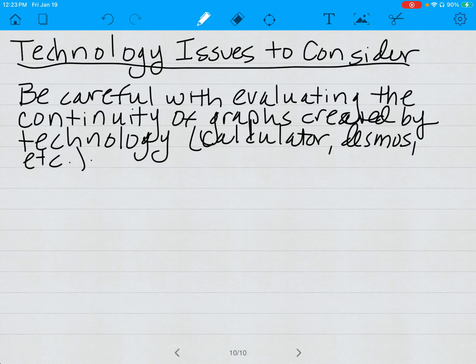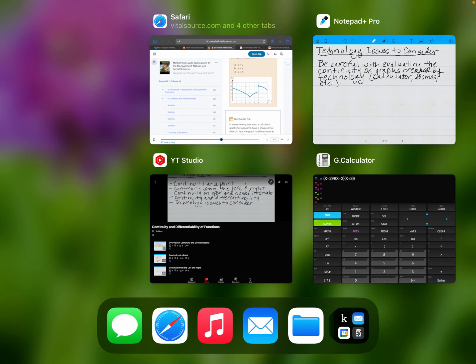In this video, we're going to look at some technology issues to consider when we're looking at the continuity of graphs that we've created using some sort of technological interface like a calculator or Desmos or something like that, even Excel. We want to be really careful with using graphs created by technology to evaluate continuity. And there's a few reasons for that. I'll show you a couple of examples.